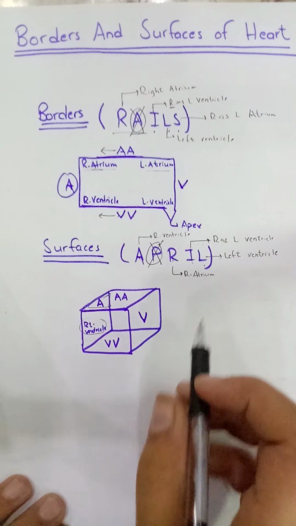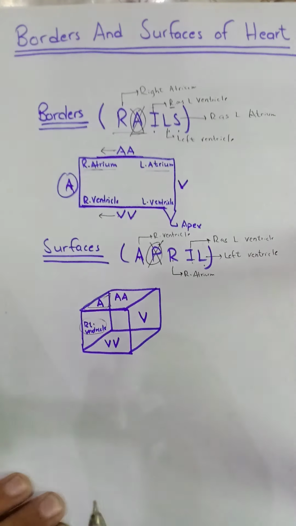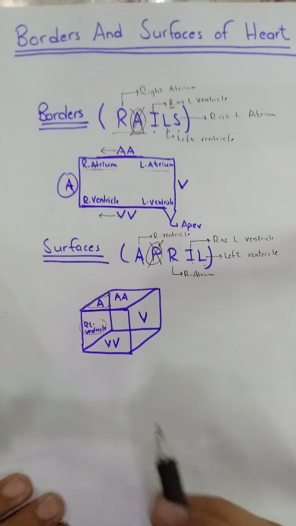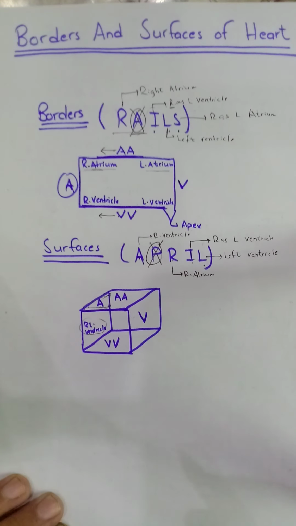So this is a very simple way to remember the names of the borders and the surfaces of the heart, and also the parts of the heart which are forming these borders and surfaces.